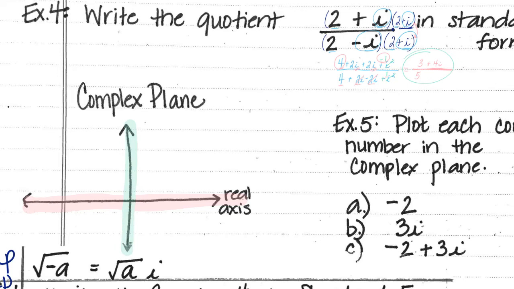So I'm going to graph negative 2. If I'm to graph negative 2, I would just go negative 2 on the real axis. But what if I was to graph 3i? I would go up 3 on the imaginary axis. I should put an i here on this imaginary axis. And now if I graphed them together, I'll do that in pink, negative 2 plus 3i would be here. So this would be negative 2 plus 3i.